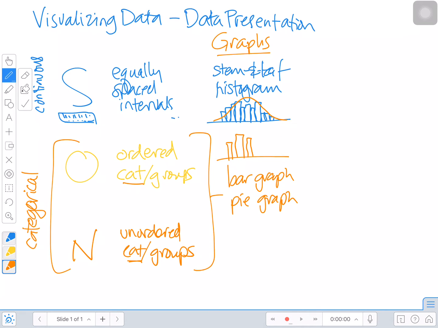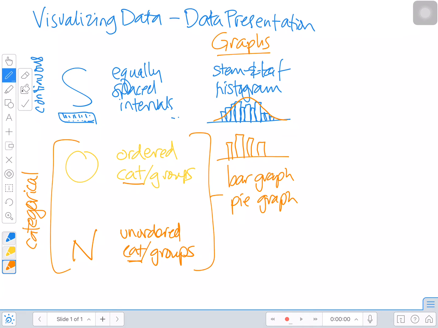And so you'll notice that there's this distance between them. They are not adjacent to each other. It's not contiguous. In other words, it's not continuous from one to the next. So that's what a bar graph looks like. It has these bars, but they are not touching each other.